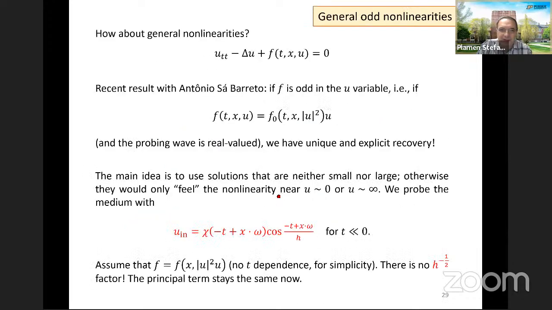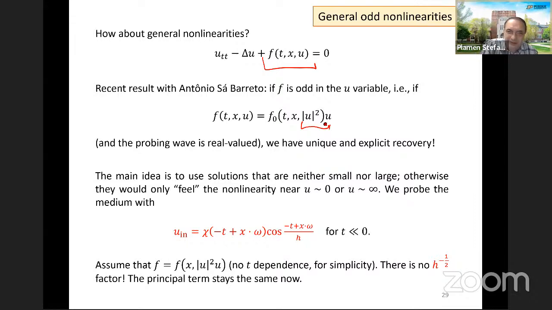So this can be generalized, as I mentioned. And I'm going very fast because I really want to have some time for the second part. What about general nonlinearities? This is a recent result with Antonio. So if f is nonlinear in the u variable, so if it's like this, and the probing wave is real valued, which is actually the most interesting case and the hardest case. We didn't even bother with the complex case anymore. We have unique and explicit recovery, which is quite interesting and very different from what I talked about.